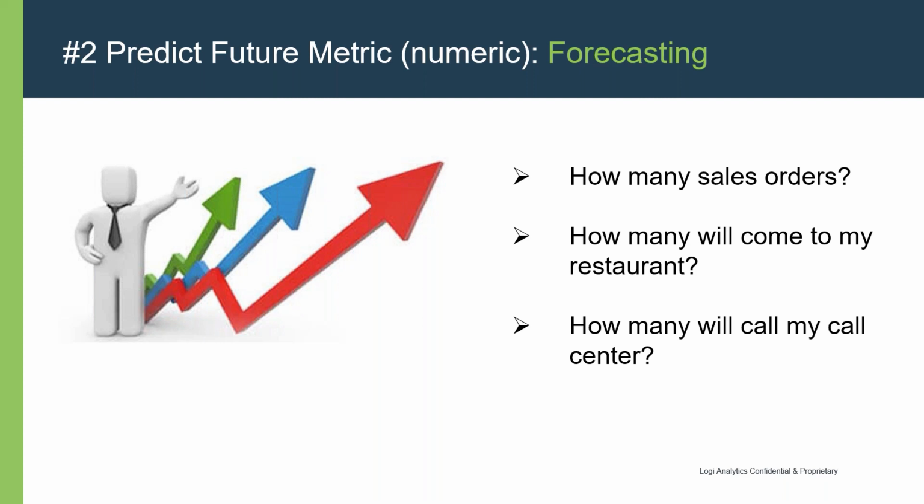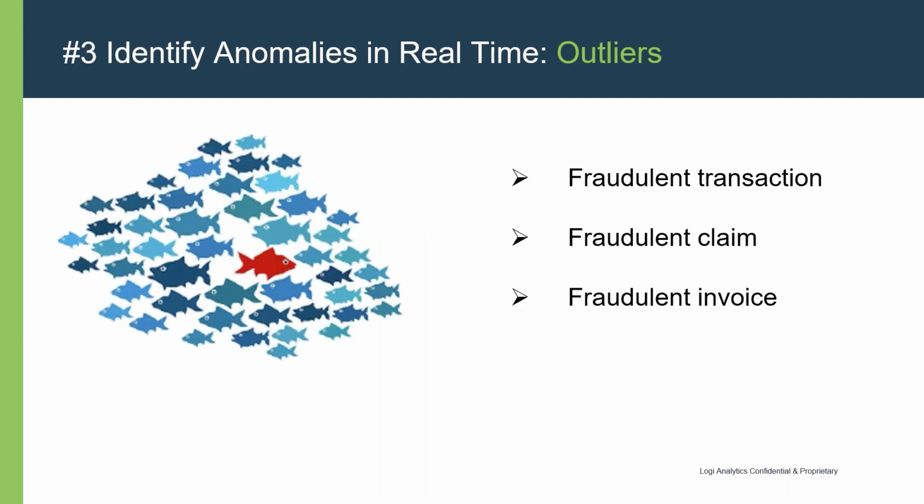Again, in this case, the algorithms I would use are random forest, GBM, even deep learning, all good algorithms to use for predicting a numerical value. The first two we talked about, classification and forecasting, are very common across the industry, across our customer base. The next two are not common across the industry, but very popular with financial, retail, and insurance customers.